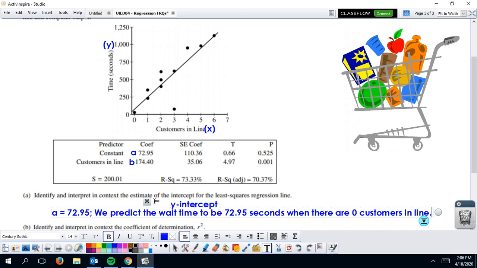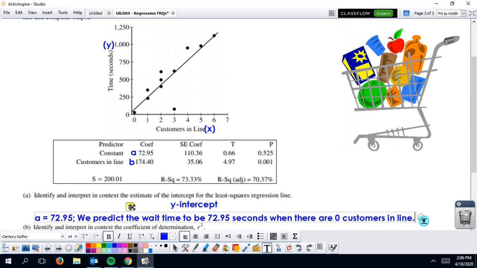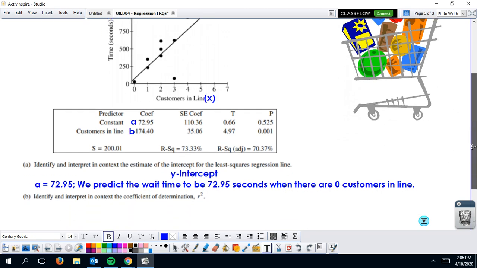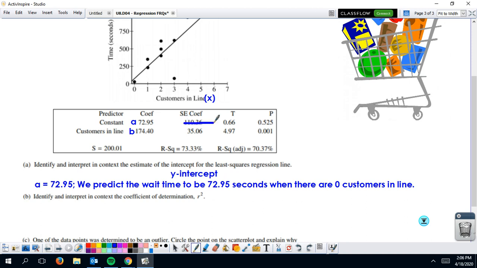That is one of your flashcards. It's just an explanation for what the Y-intercept represents. We look at the next one. Identify and interpret the coefficient of determination, R squared. So that's R squared right here. That's just one of your flashcards. I'm going to cross these off so we don't have to cross the adjusted one off.